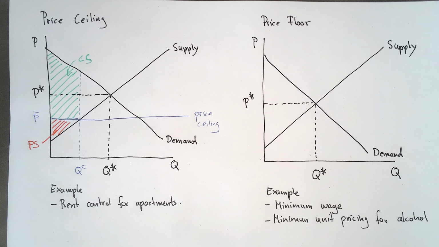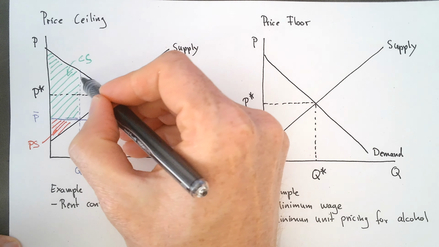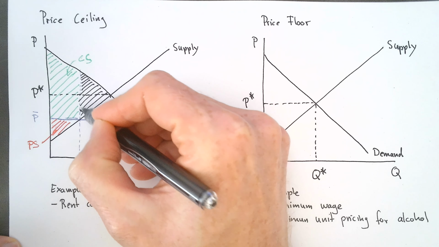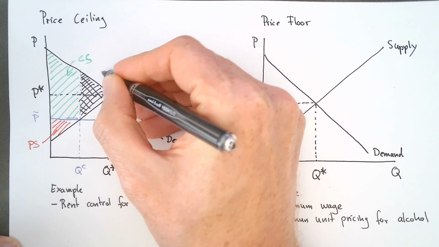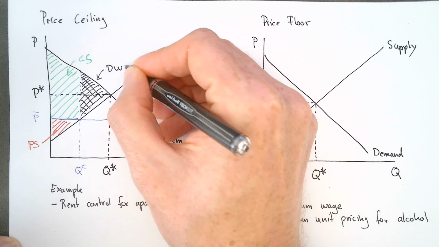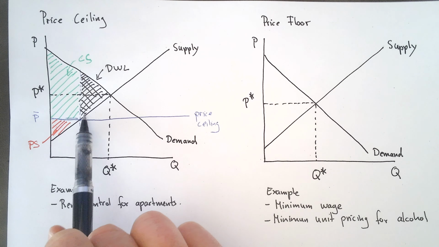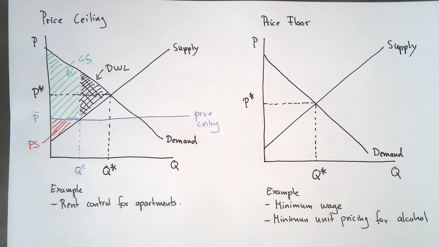Now, the problem with the price ceiling, and we will see that this also is true for a price floor, is that now we have this area here, which is considered a deadweight loss. Okay? The reason is that since we have now QC, the efficient quantity in a perfectly competitive market would be Q star. But now only QC is traded, so this entire surplus to society is lost.